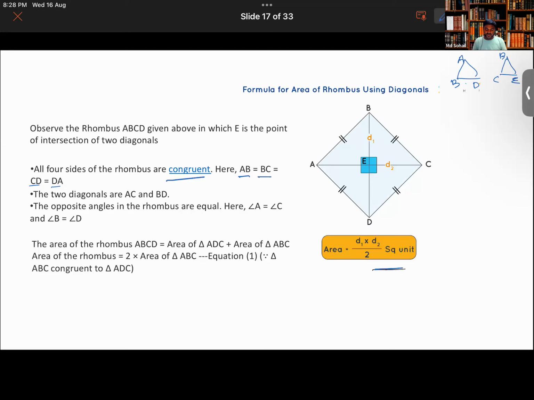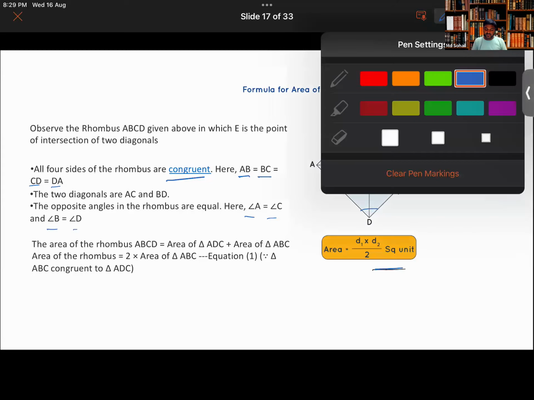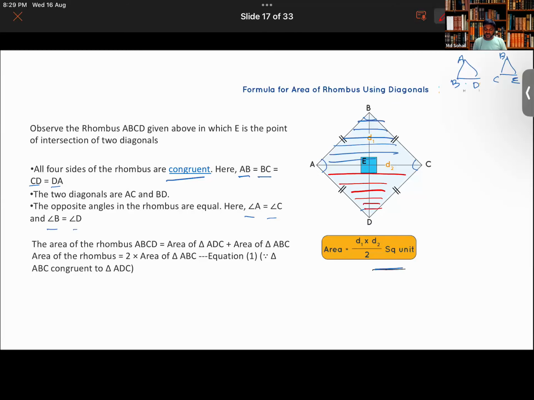Now also look at the diagonals AC and BD. They are not equal. Don't get confused about that, as we have discussed before. The opposite angles in the rhombus are also equal. So angle A is equal to angle C and angle B is equal to angle D. So we can actually say that triangle ABC is congruent to triangle ACD, or ADC. Because this side is equal to this side, this side is equal to this side, and this side AC is common to both of them.